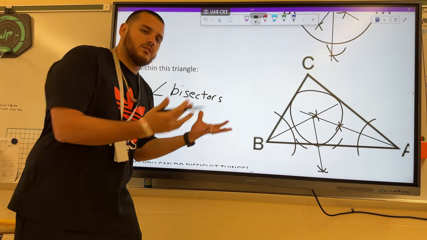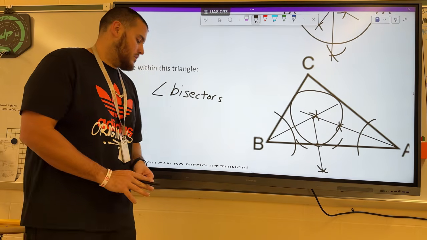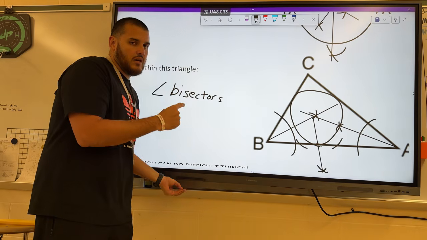Again, it doesn't look perfect here because I'm doing it by hand on my TV screen. It's hard to do. That is the steps though for inscribing a circle.